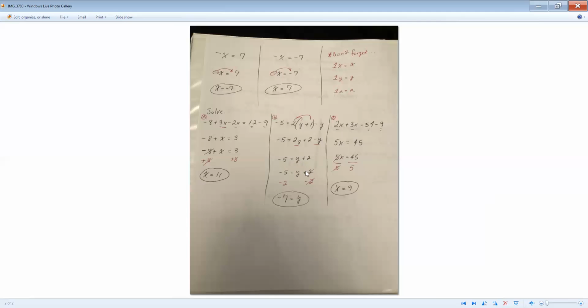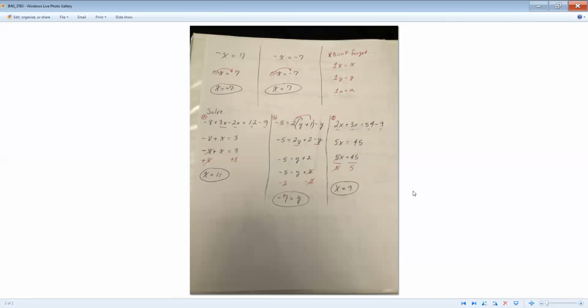Now, once again, my goal is to get y by itself. So what's being done to y is the addition of 2. So I'm going to subtract 2 from both sides of the equation. 2's cancel on the right, leave me with just y. Negative 5 and negative 2 will give me negative 7.